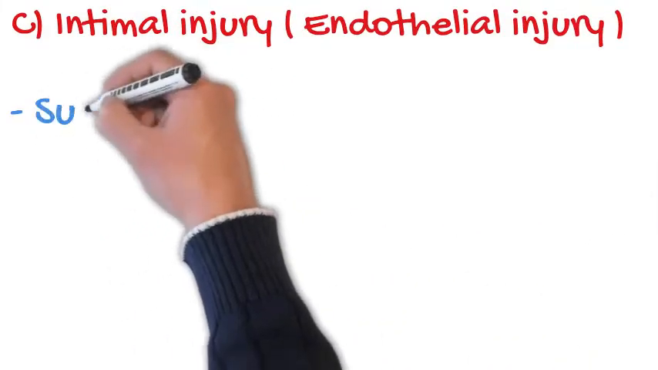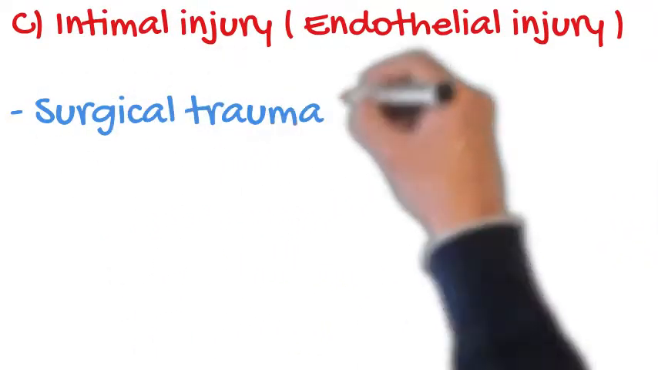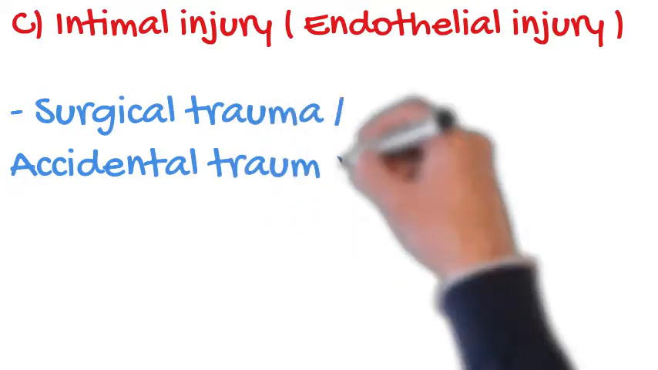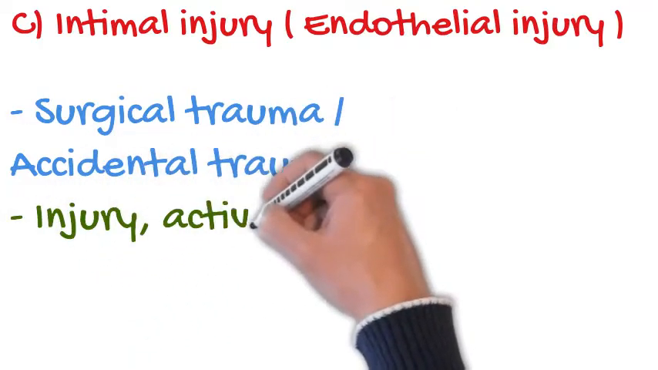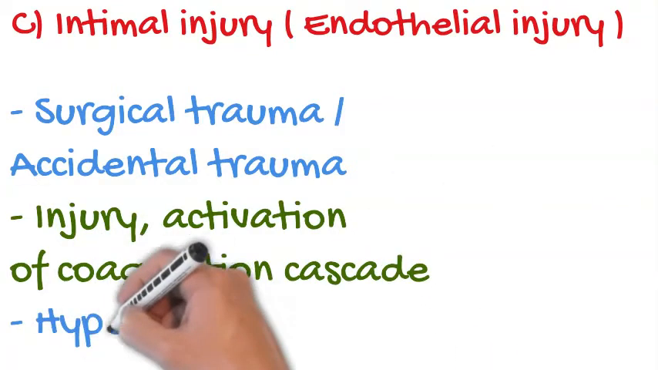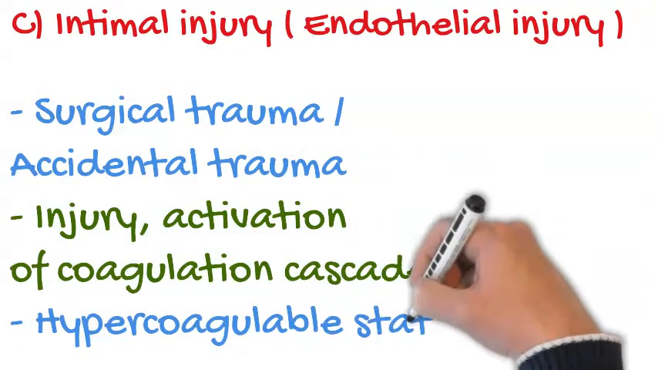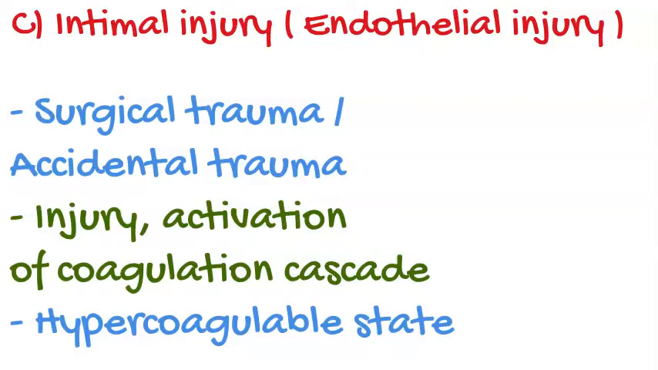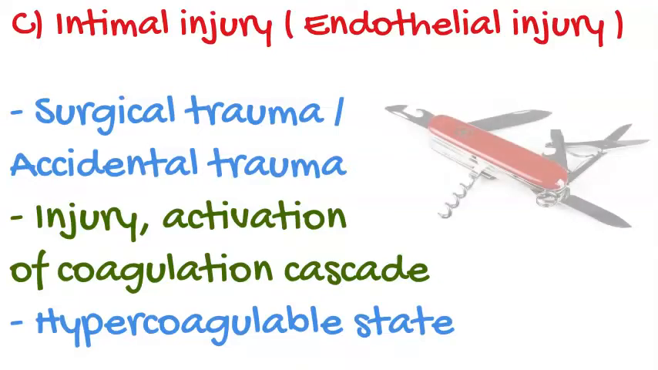C. Intimal or endothelial injury. Usually due to external trauma, it is an extrinsic factor. Due to surgical trauma or accidental trauma, during injury there is activation of the coagulation cascade that leads to a hypercoagulable state.